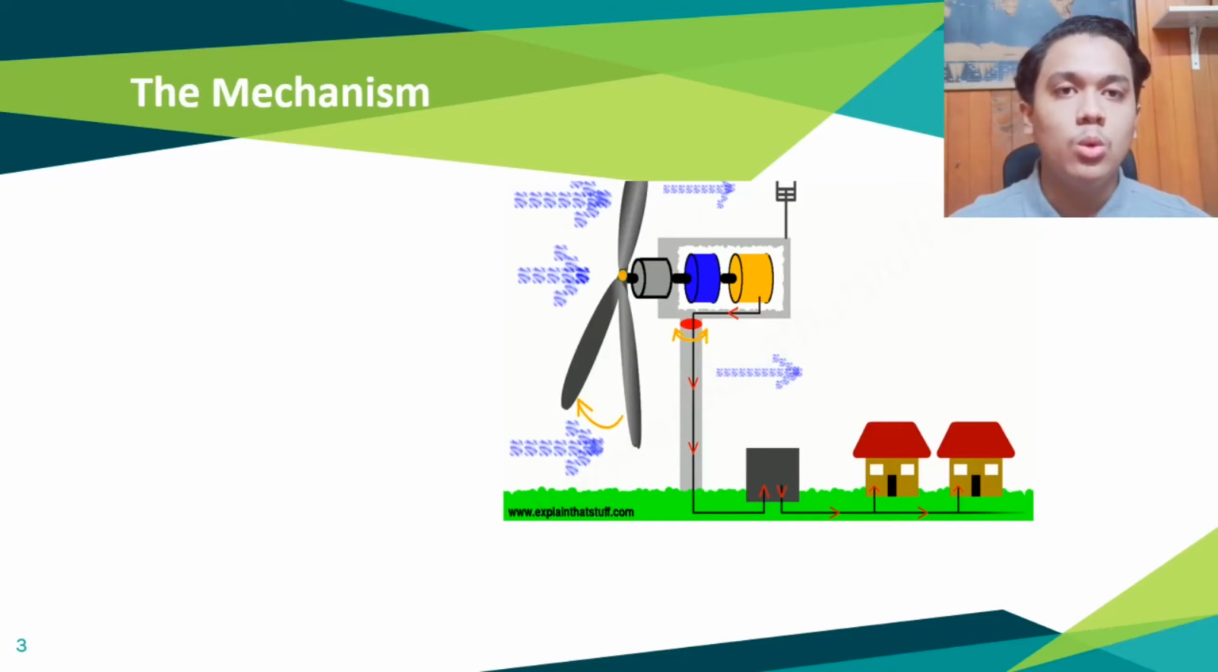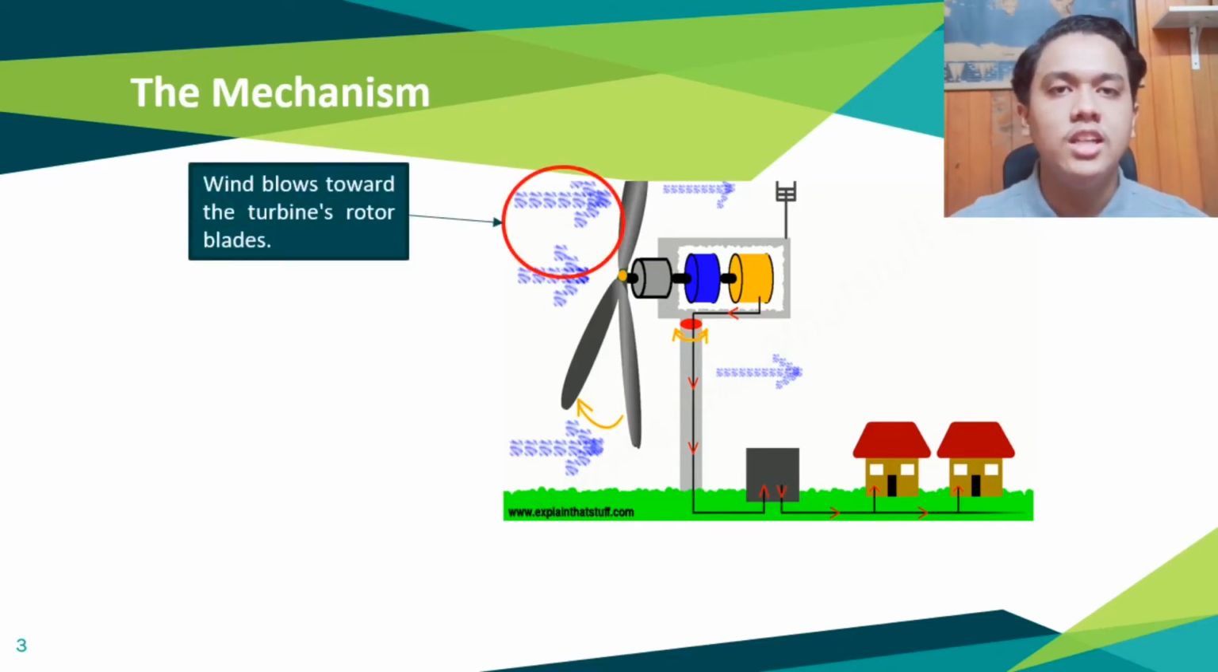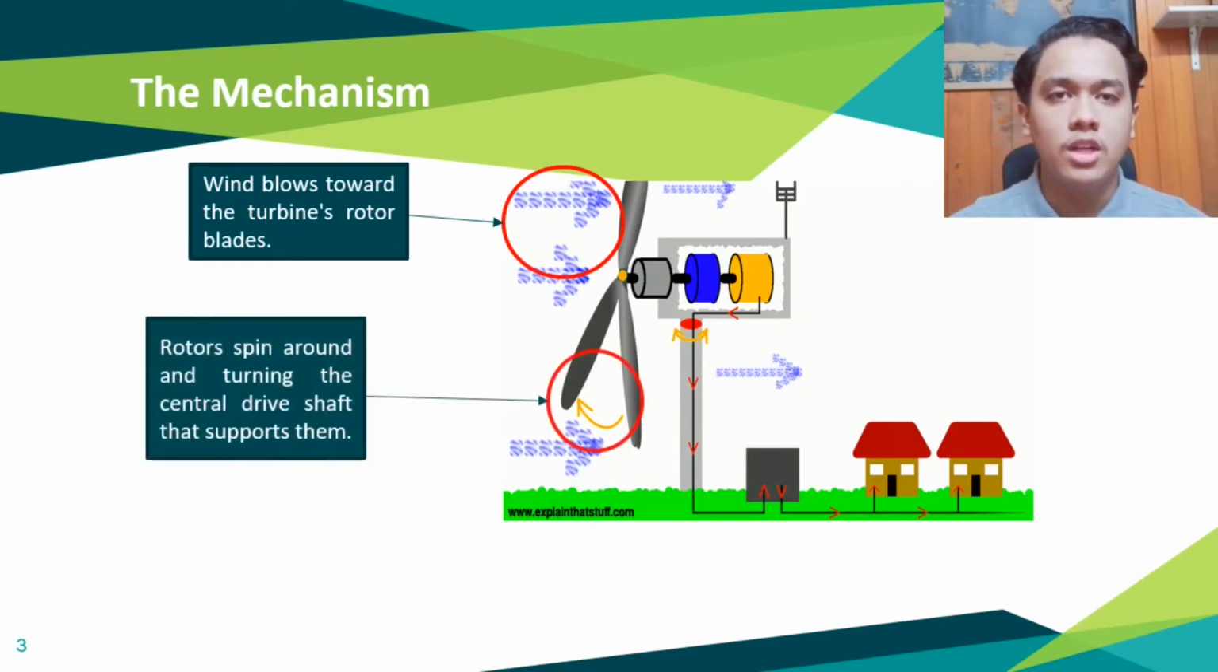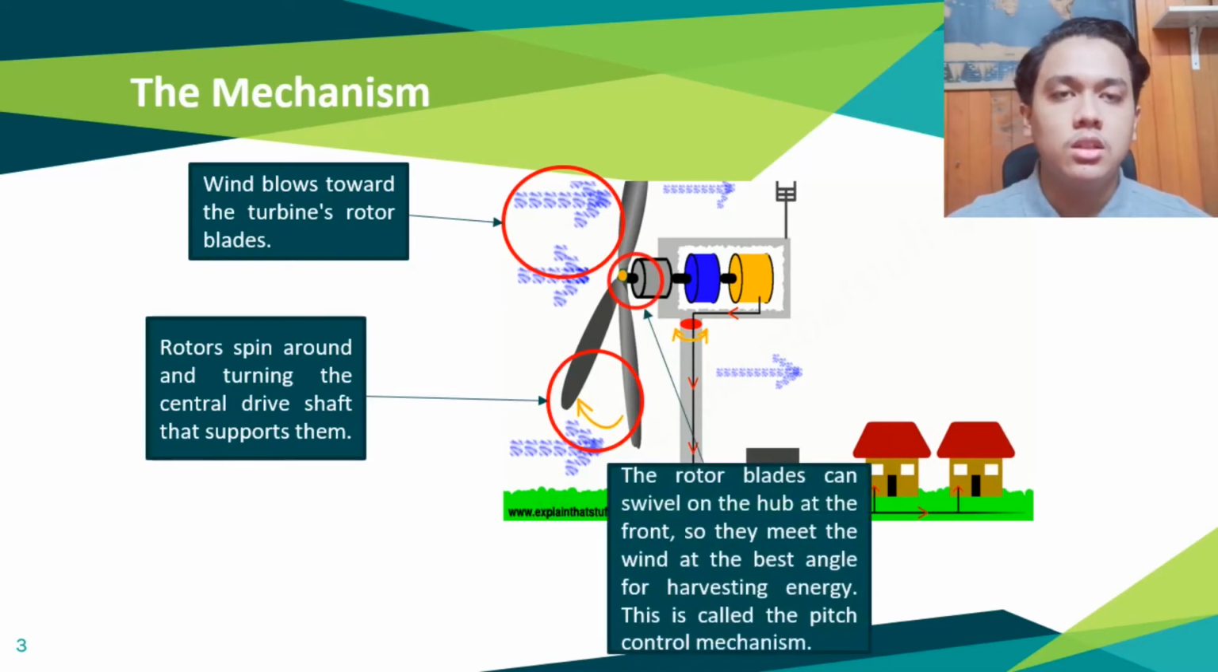First, wind, which is the moving air that contains kinetic energy, blows toward the turbine's rotor blades. Then, the rotors spin around, capturing some of the kinetic energy from the wind and turning the central drive shaft that supports them. Although the outer edges of the rotor blades move very fast, the central axles they are connected to turn quite slowly. Next, in most large modern turbines, the rotor blades can swivel on the hub at the front, so they meet the wind at the best angle for harvesting energy.